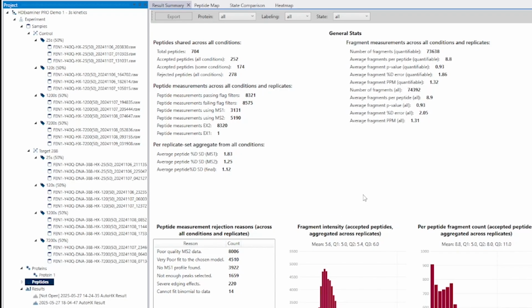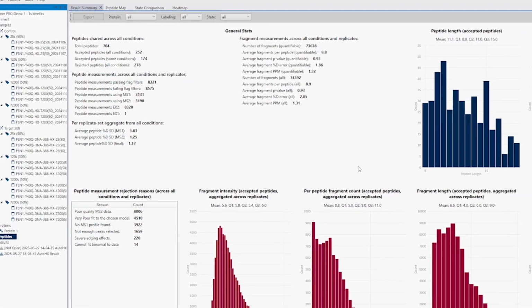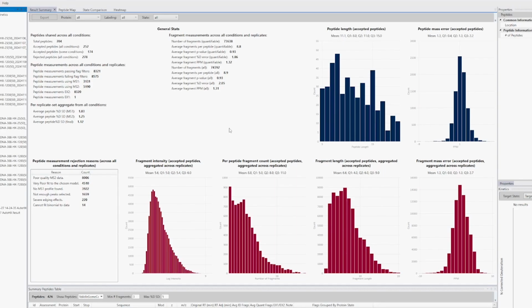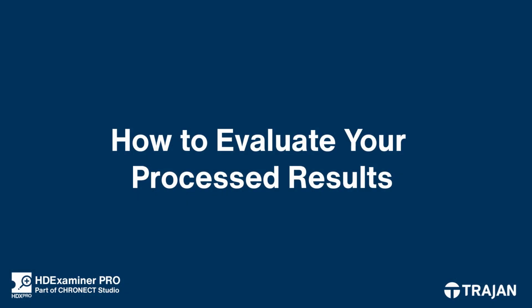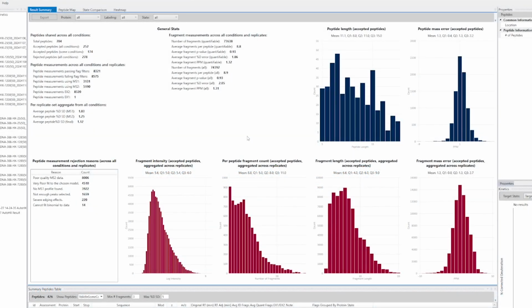All right. So what are we seeing here? The first view that will appear in the center of the screen is a result summary. The result summary will give you a rough idea whether the processing was successful or not. And by successful, what I mean is whether the HDX data itself is usable.